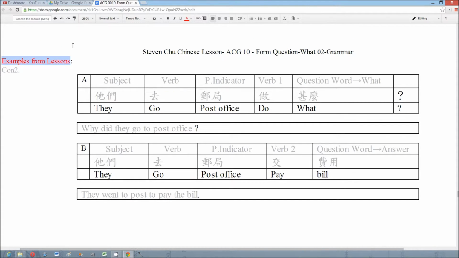We have some examples from the lessons. This one is from the conversation tool. 他们去邮局做什么? Why did they go to the post office? This question is also based on the basic sentence and combined with a place indicator. Subject, verb, place indicator, another verb, and then the question word what.